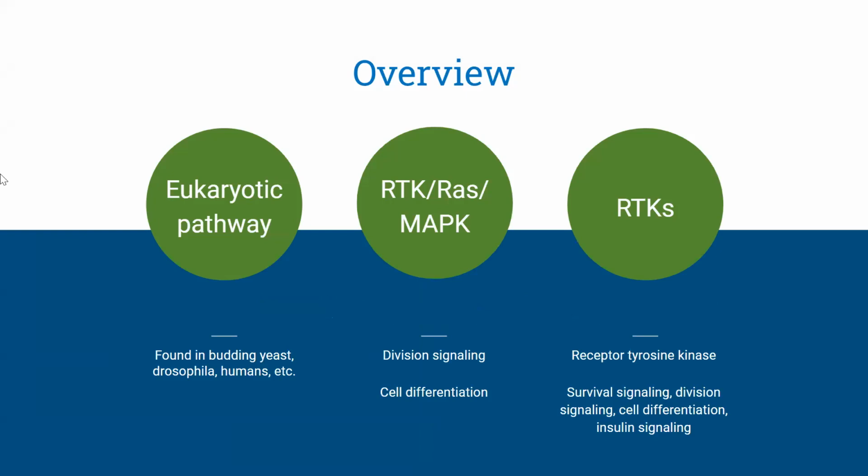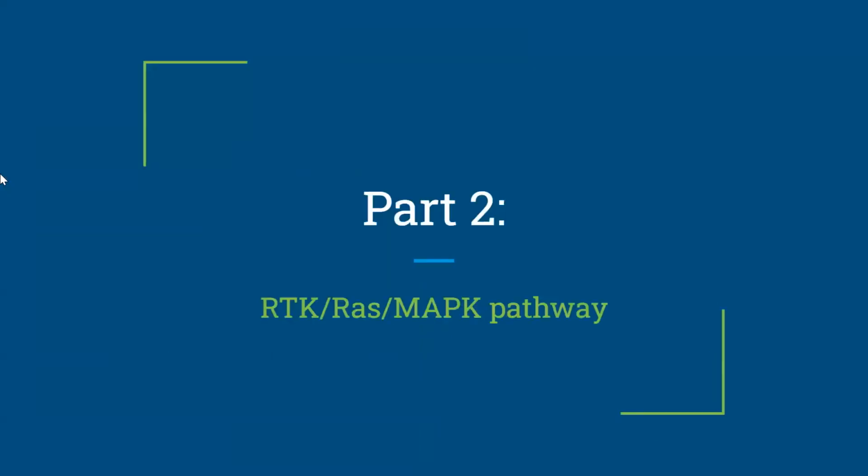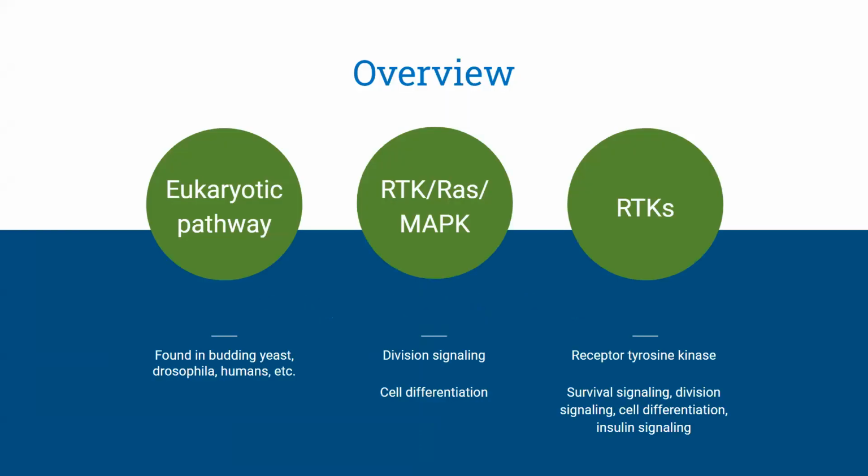Okay. All right. So I am covering the RTK RAS MAPK pathway. This is the only pathway, like actual pathway, that we're going to cover tonight. And I think the Thursday group is going to do the others just because this is a kind of dense topic. So just as a quick overview, the RTK RAS MAPK pathway is found in eukaryotes. The examples that Laura gave were Drosophila, budding yeast, and humans. And this specific pathway is primarily involved in division and differentiation signaling, but RTKs in general can do a couple more things like insulin signaling and survival signaling.